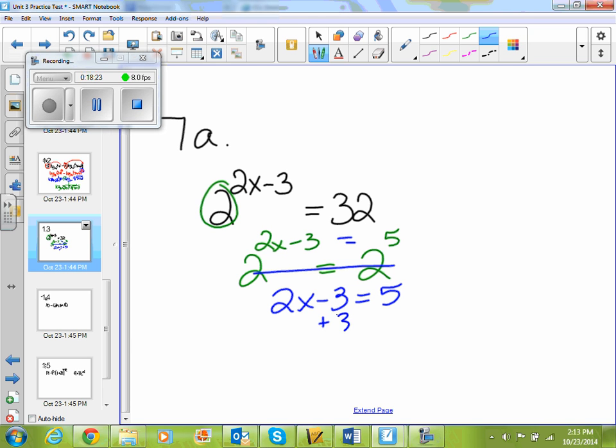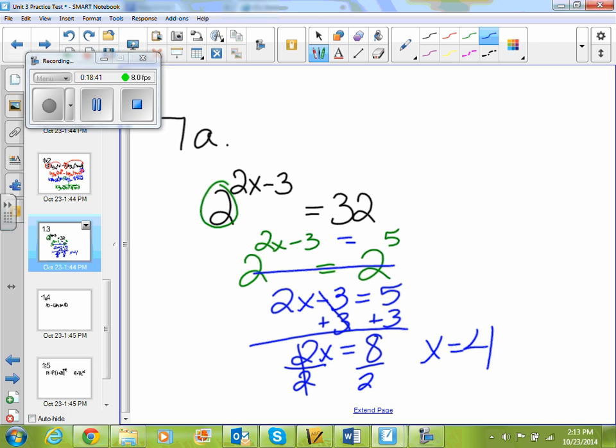So if I add 3, 5 plus 3 is 8, divided by 2, so x equals 4.